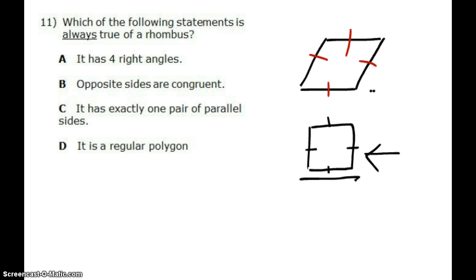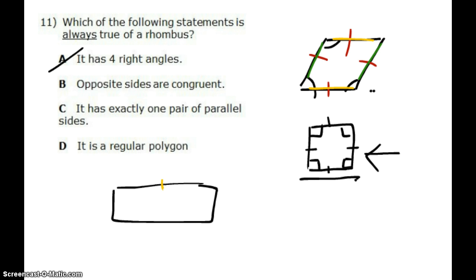Now, obviously not all rhombuses or rhombi look like this. Some of them can look like this. So it has four right angles. Well, a square has four right angles, but these are not right angles, so that's not always true. Opposite sides are congruent. This one's tricky because, yes, these sides are congruent and these sides are congruent. But think about this shape here. This is a rectangle. Are opposite sides congruent? Yes. Does that mean that it's a rhombus? No. So that is not a defining characteristic of a rhombus.